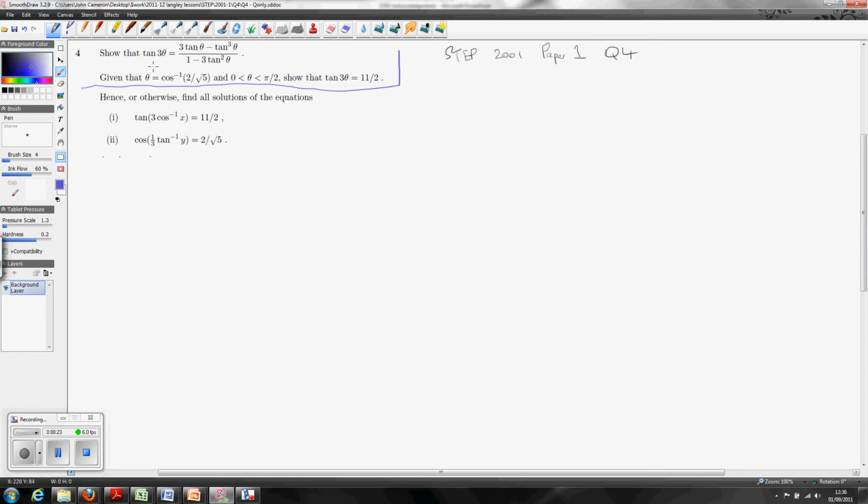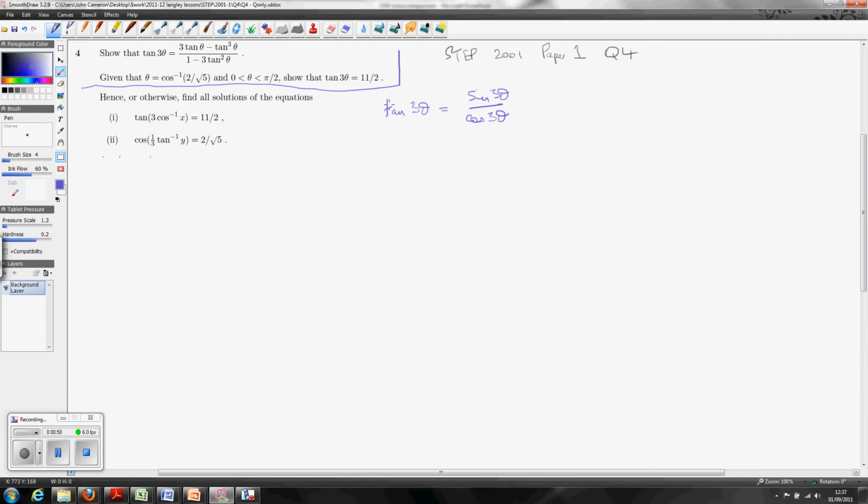show this trigonometric identity, tan 3 theta, and then essentially apply it to prove this other identity here, this other value. So this is tan 3 theta, and tan 3 theta is equal to sine 3 theta over cos 3 theta.